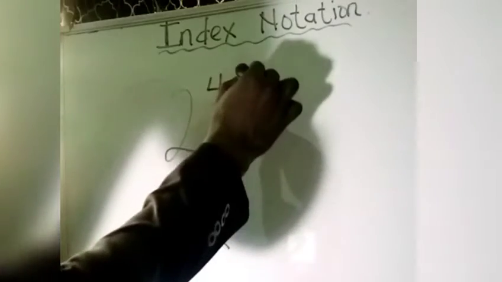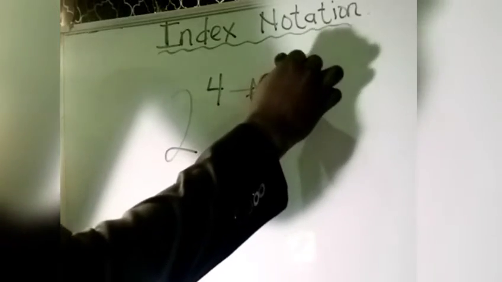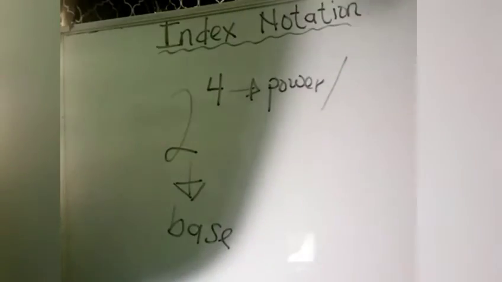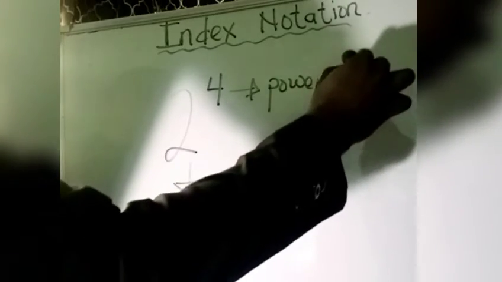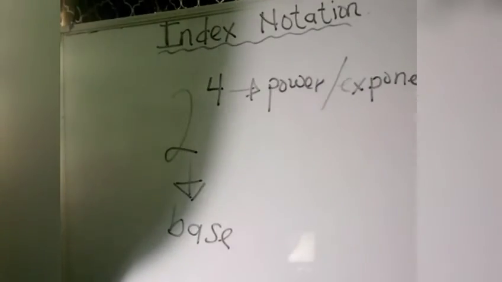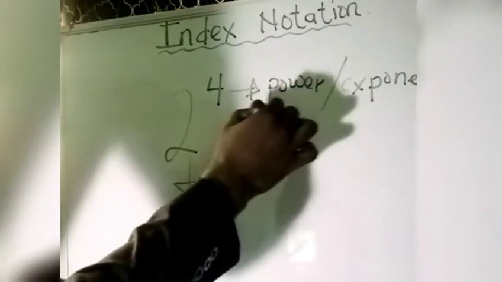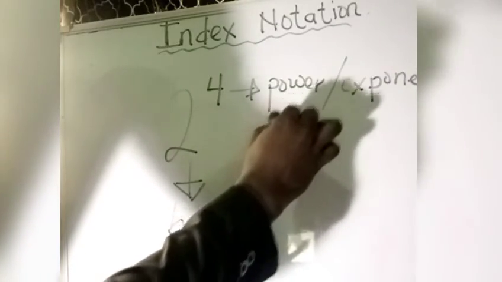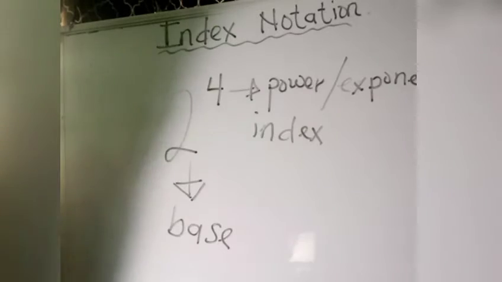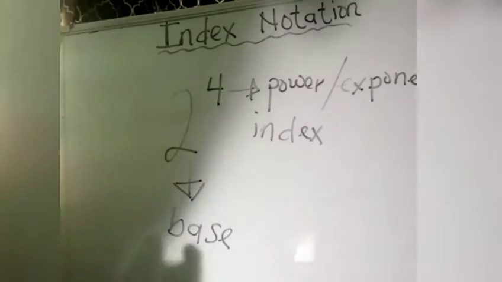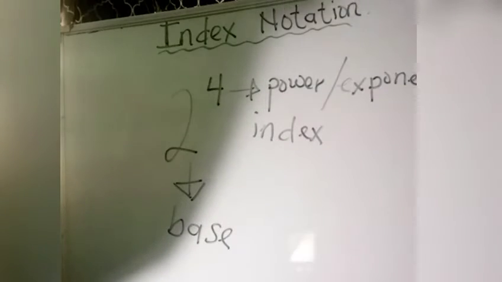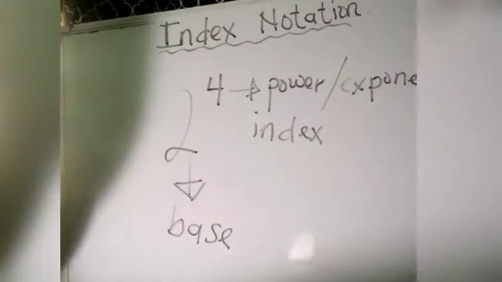And the number at the top is called the power, or exponent, or index. So this number can be pronounced as 2 exponent 4, or 2 power 4, or 2 index 4.